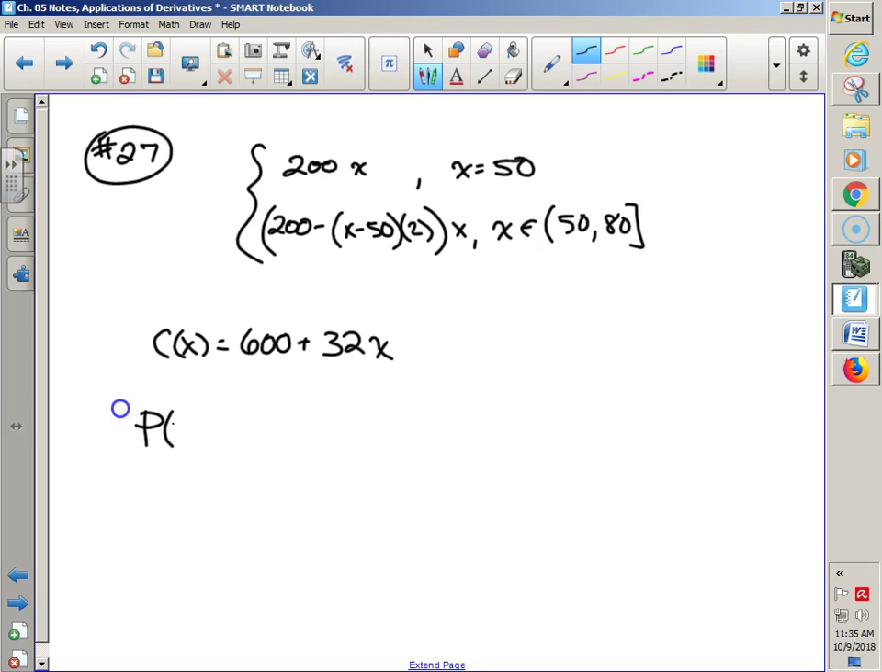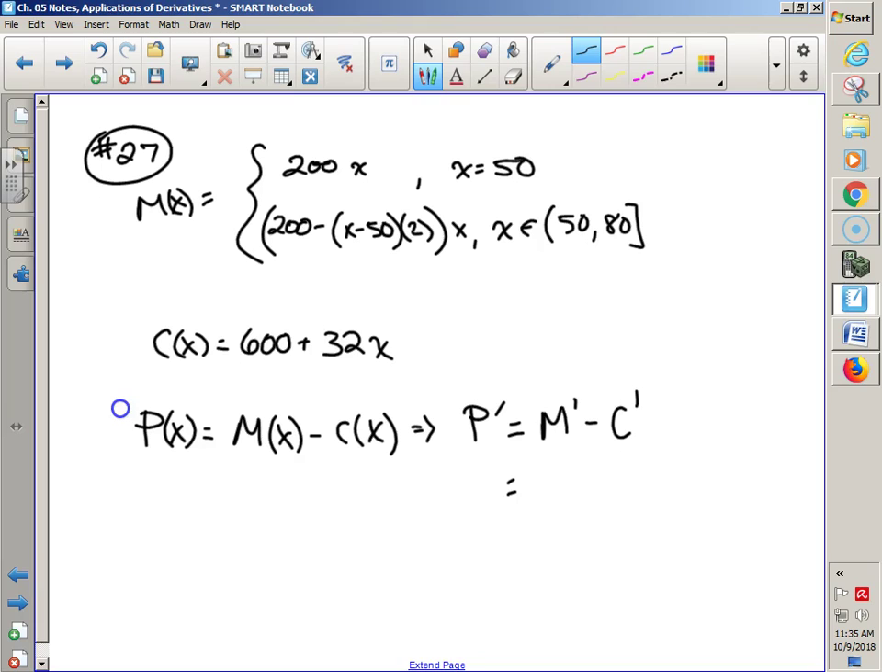So then profit is equal to, this is the M of X for money. I don't know what else to call it. So then it's the money coming in minus the cost going out. So then I can go P prime, which is going to be, to find your profit, the critical numbers, M prime minus C prime, which I'm disregarding the endpoint. We could regard the endpoint, but the derivative is 200, which will never be 0. So forget that critical number.